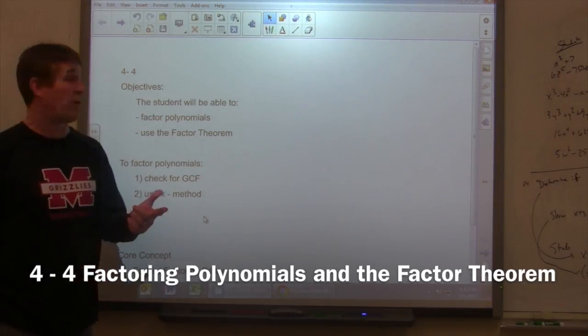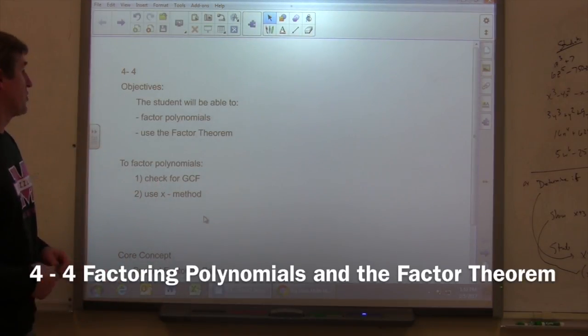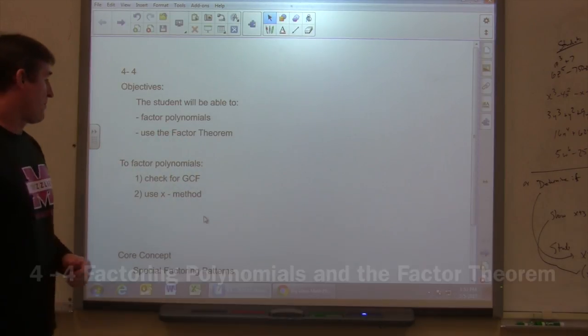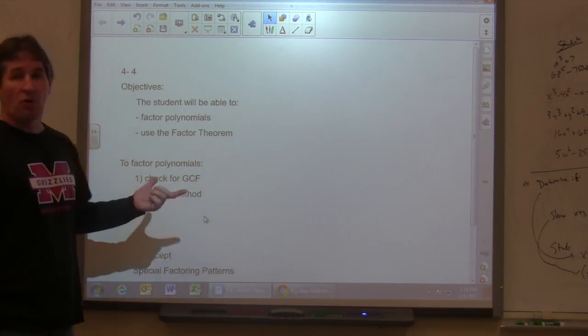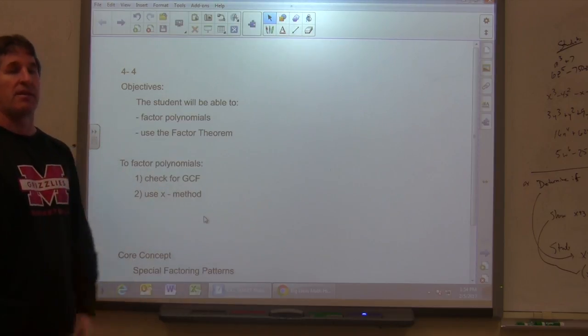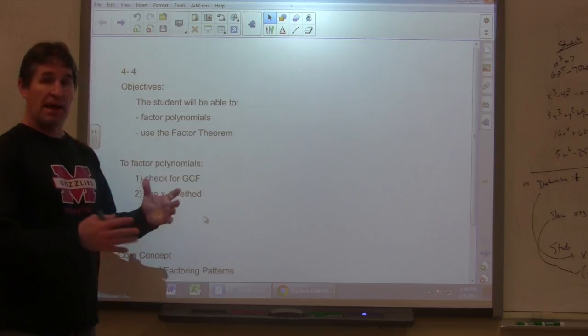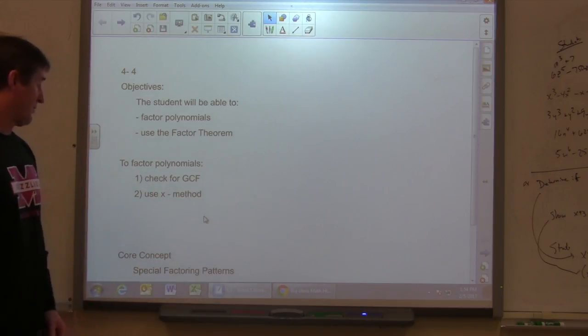All right, this is 4.4. Our objectives for today are the student will be able to factor polynomials and use the factor theorem. Factoring we've already done, the X method, different things, but this is a review of it and some extra factoring steps we can do in factoring.